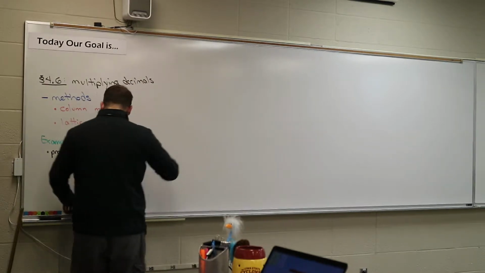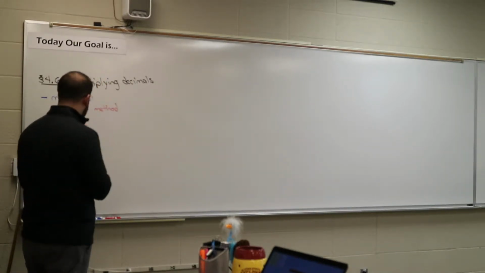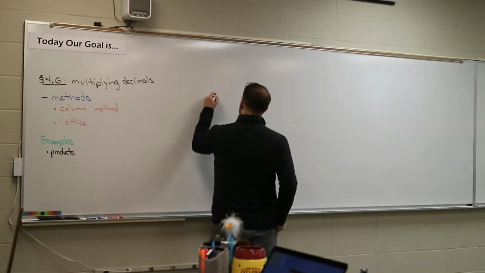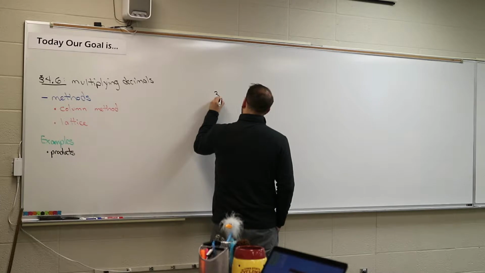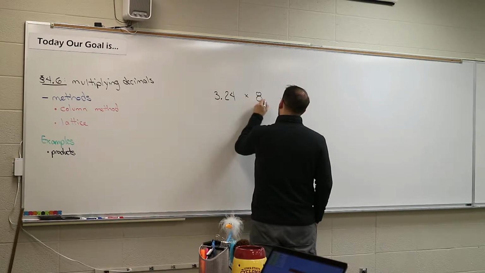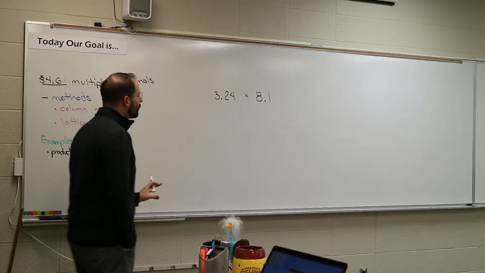We're going to be multiplying decimals today, so I'm hoping that you get somewhat comfortable with this. We're going to do a couple methods of this. Let me give you an example of what I'm talking about: a number like 3.24, and we're going to multiply by 8.1.